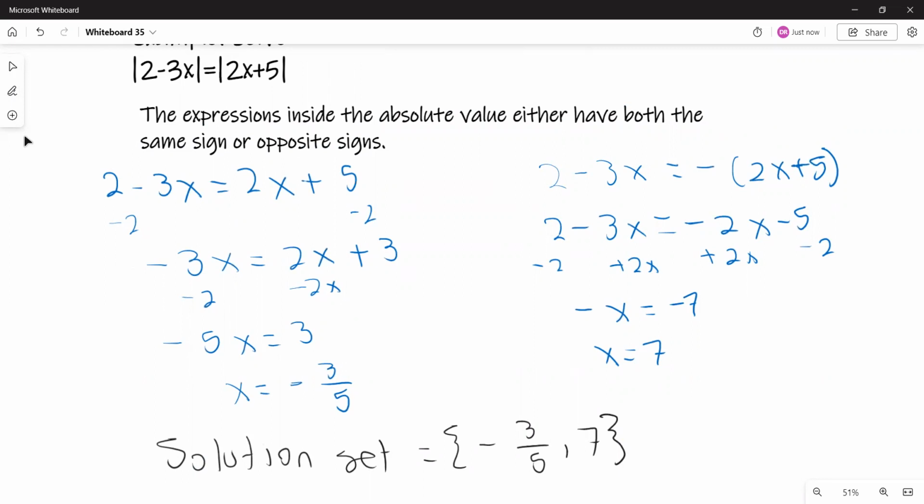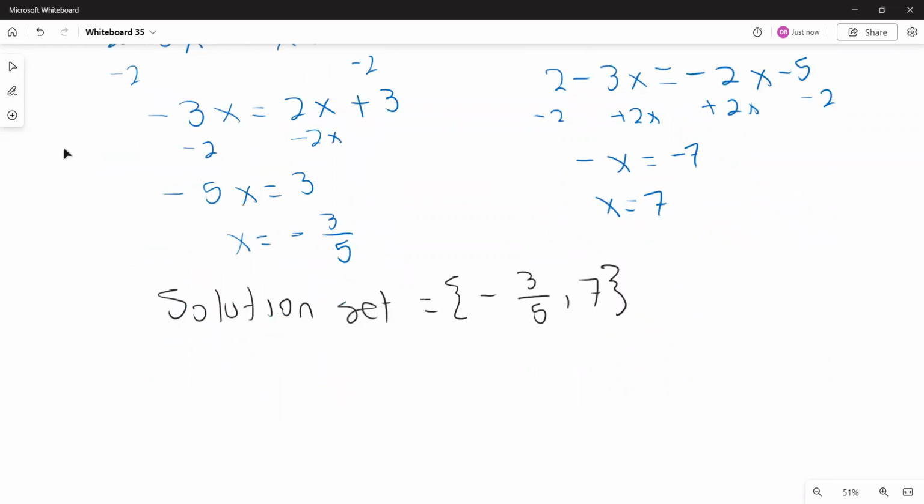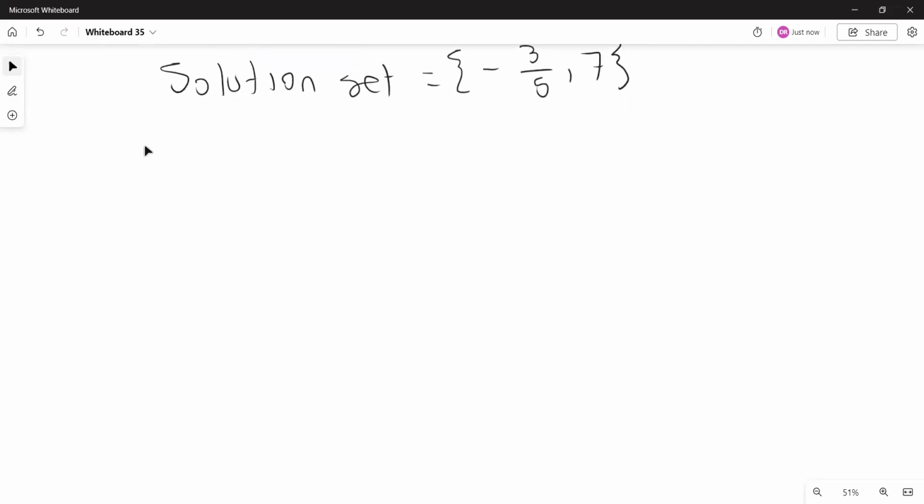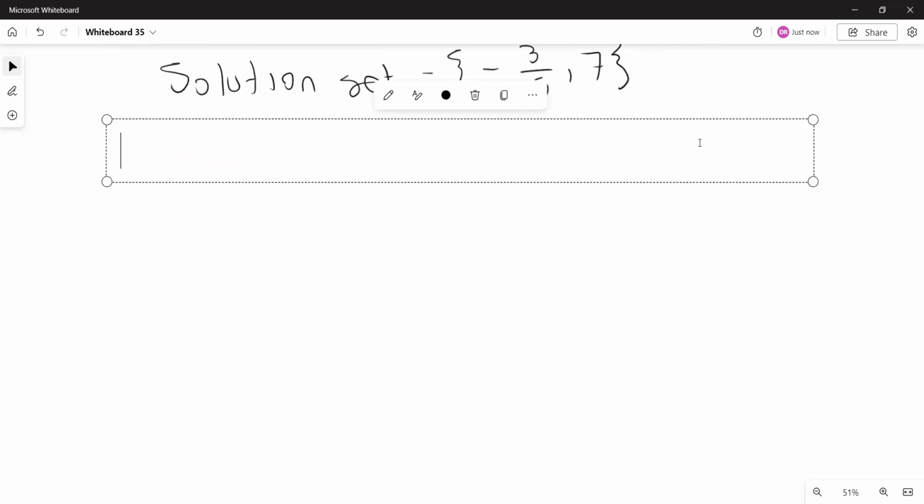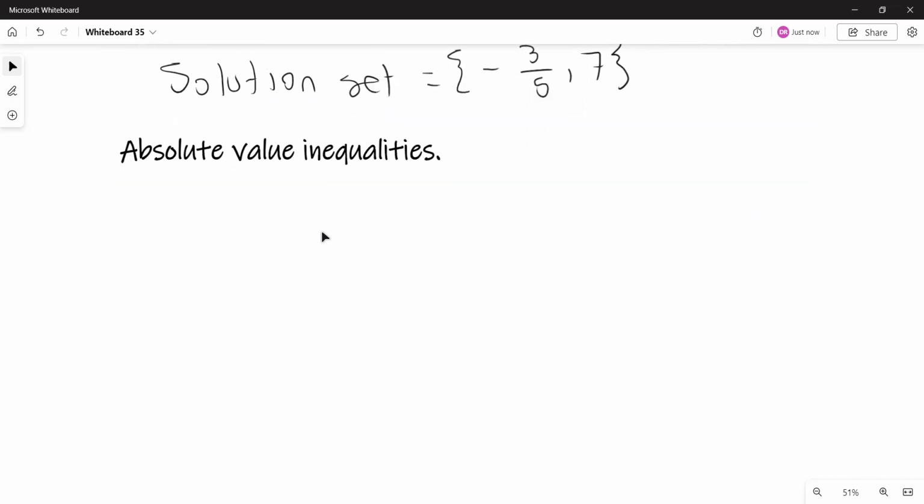So now we're going to consider absolute value inequalities. An absolute value equation in general has two solutions. There are going to be cases when it has one solution or no solution, and we will consider absolute value inequalities. So here's the situation. Suppose that the absolute value of x is less than 5.